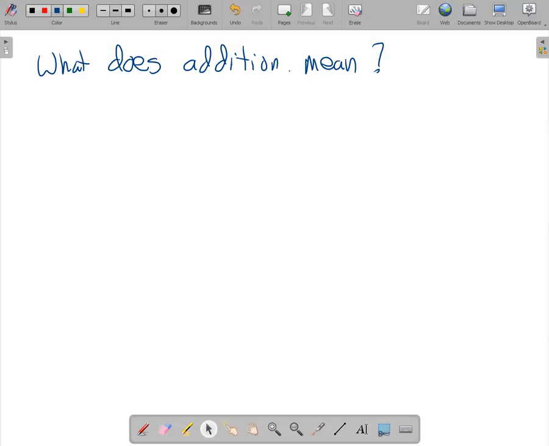All right, what does addition mean? So let's see. I've got online adding to sums. Okay. Makes things bigger, like 5 + 5 is 10. All right, anybody else? What does addition mean?